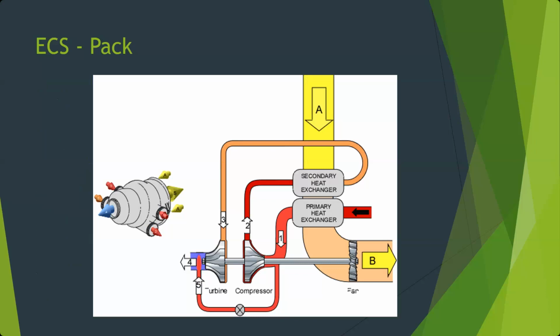But that compressing, that heating, that's adding energy to the air. That energy has to come from somewhere, right? So that energy is coming from our turbine. We'll get to that in a second. So the air cycle machine right here and the heat exchangers, all they're doing is moving energy around.